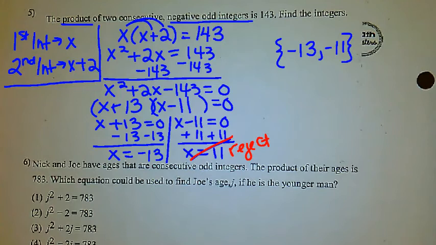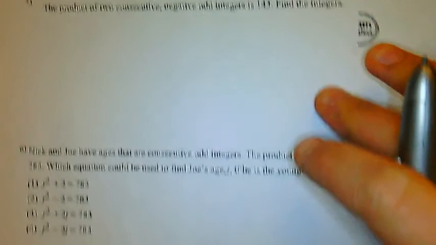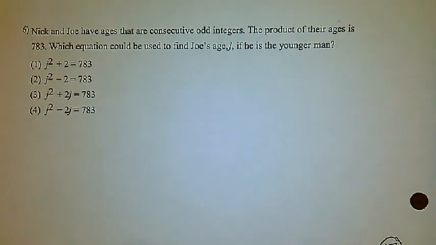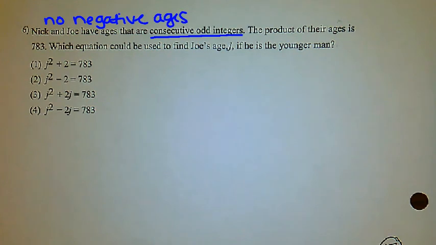Okay, last one. This is what I was talking about in the beginning, when I was talking about when to reject something. Make sure that you pay attention. Now, we're talking about ages, so can we have a negative age? No. Now, this one, we don't have to go that far, but I just wanted to point that out if they didn't give you these multiple choice.